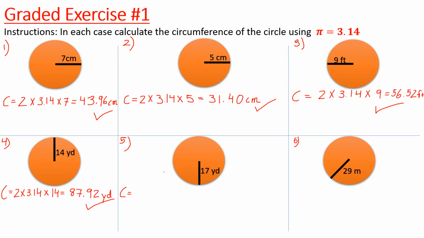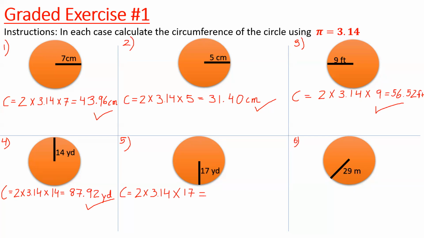All right, how about number 5? What do we have? 50.38 yards. Very good. So what do we do? 2 times what? 2 times 3.14 times what? 17. Remember? And what will you have? 2 times 3.14 times 17 is what?